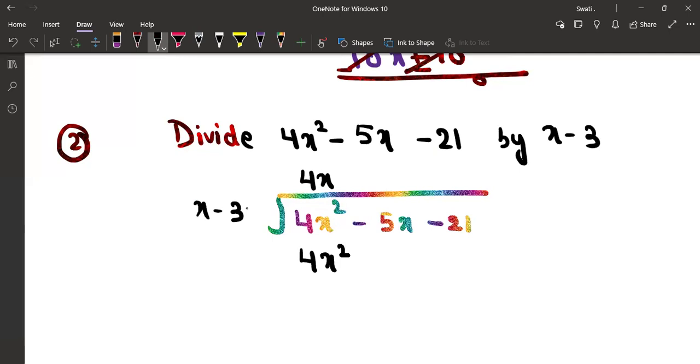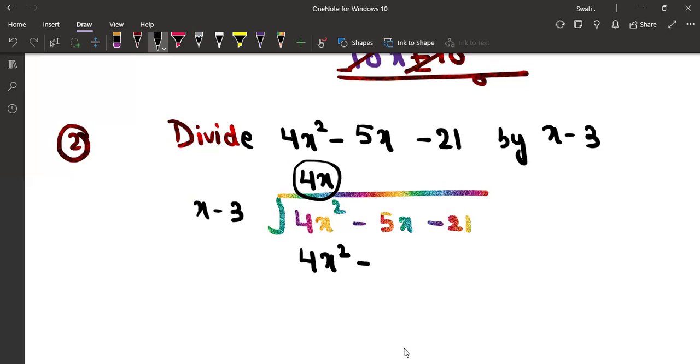Then we will multiply the other term. Minus 3 with minus 5? No, minus 3 with 4x. So what is it? What is minus 3 into plus 4x? Minus sign will come, of course. What is 3 into 4x?